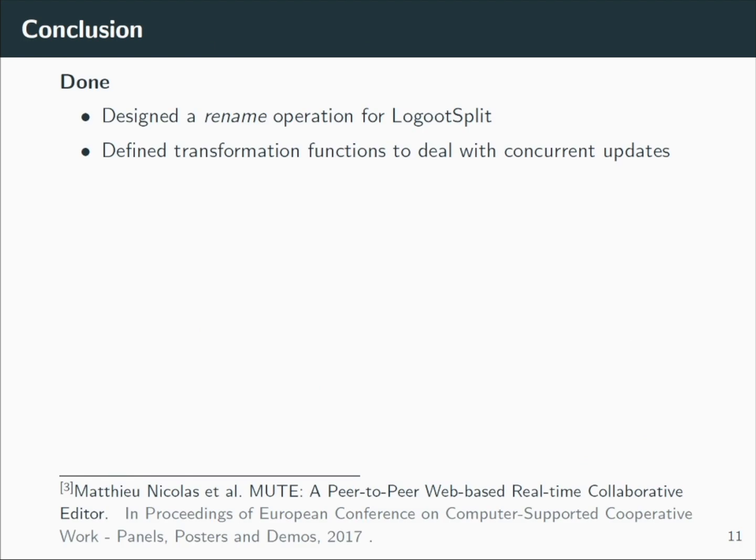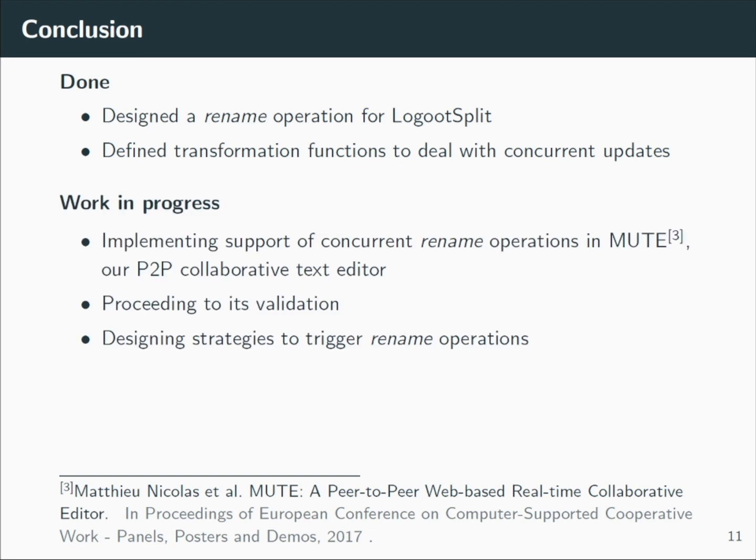So, to summarize this presentation, we propose a new sequence CRDT, renameable Rukusplit, which is Rukusplit with a rename operation. To deal with concurrent operations to rename one, we define some transformation functions. Currently, we are working on implementing the first version of the transformation function to deal with concurrent rename operations, and we are proceeding to its validation. We are also working on different strategies to trigger efficient rename operations.